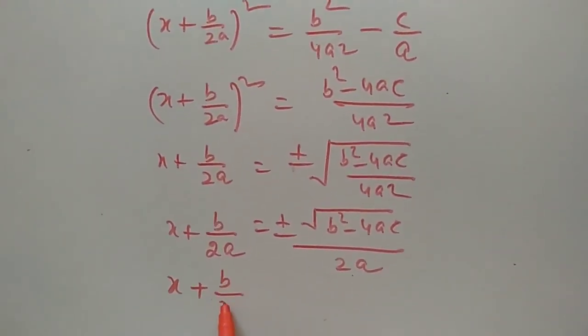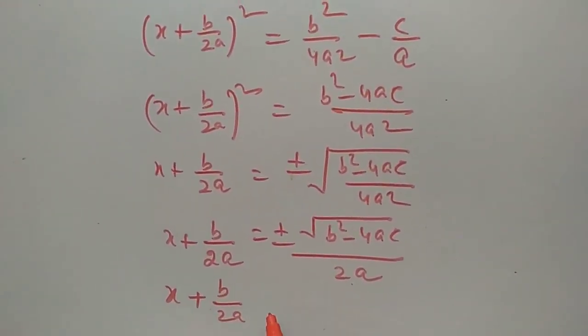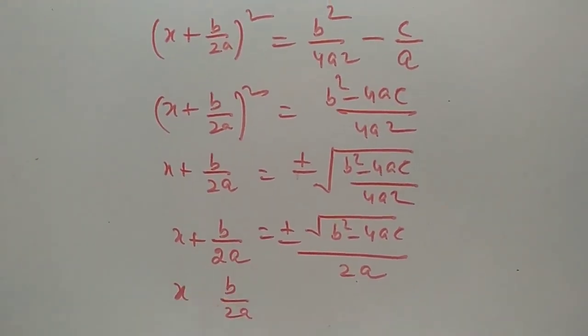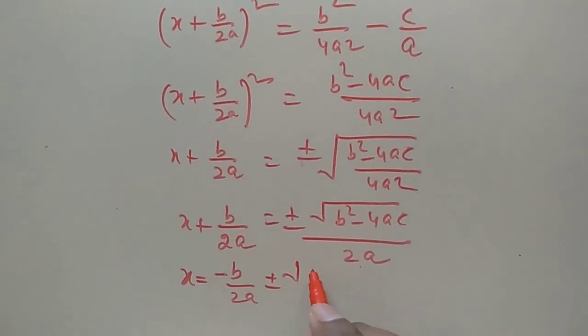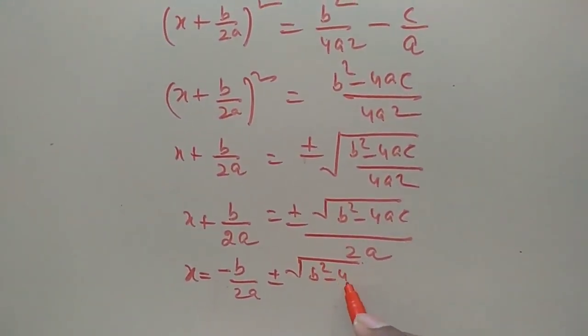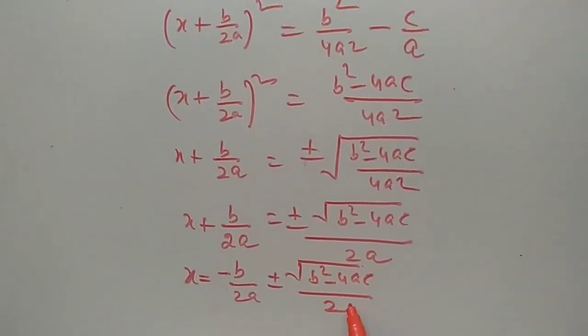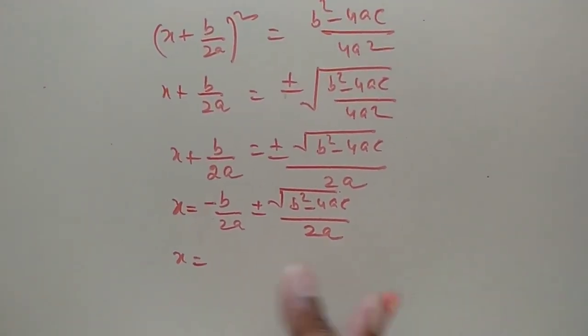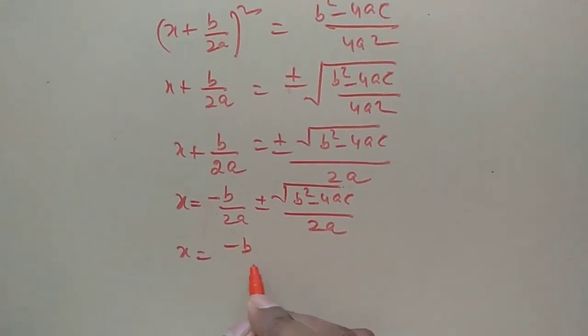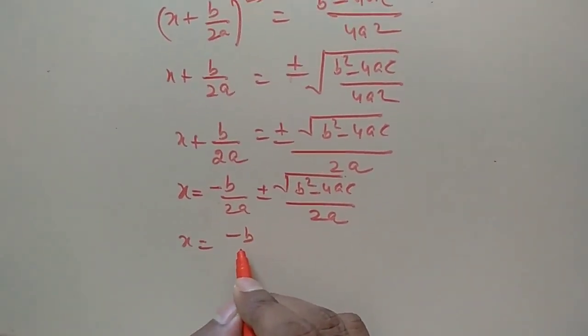Now everything depends on this term b square minus 4ac, which is under the square root. Because we know that the square root of 0 is 0, and the square root of a positive number gives you two values, positive and negative, but the square root of a negative number never gives you any answer, because that is a complex number, and a real number solution is called undefined.